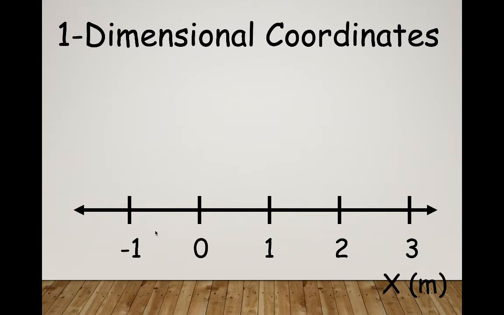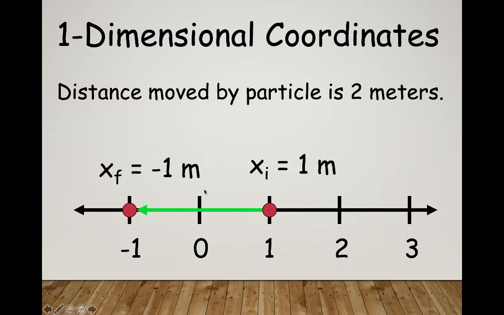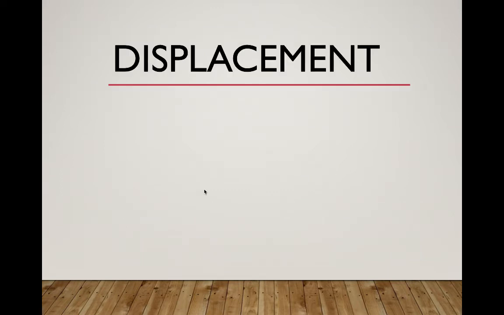So if I say I'm at position 1, so this would be x equals 1 right here. This is my initial position. And then I go here. I go backwards, 1, 2. Well, what's my distance traveled here? My distance is I just took 1, 2 steps, right, or 2 meters here. There's measurement in meters. So I can say the distance moved by a particle is 2 meters. Again, I don't care about direction. I just care about the total path traveled.